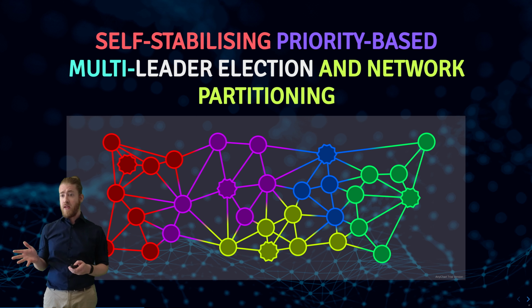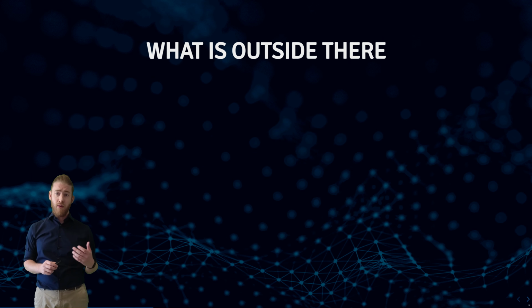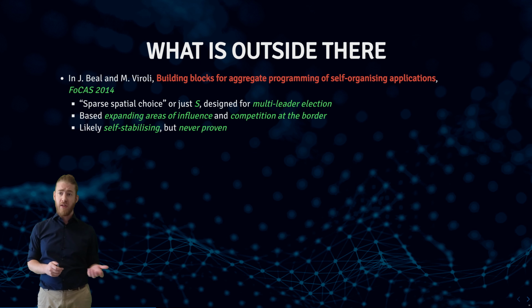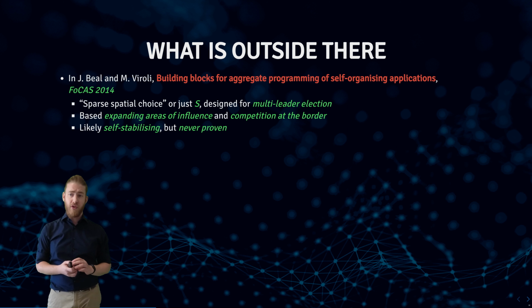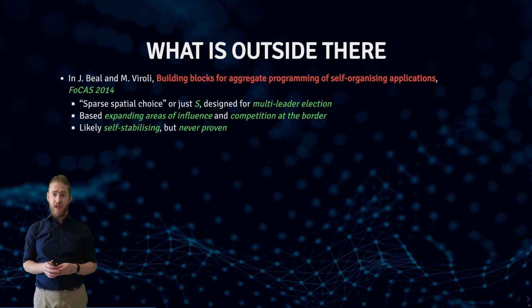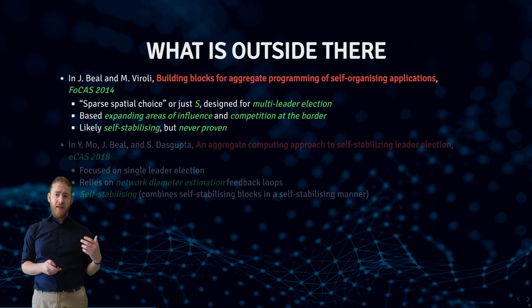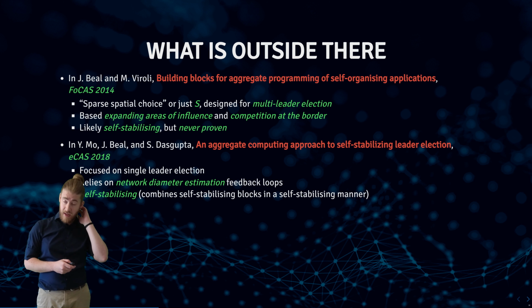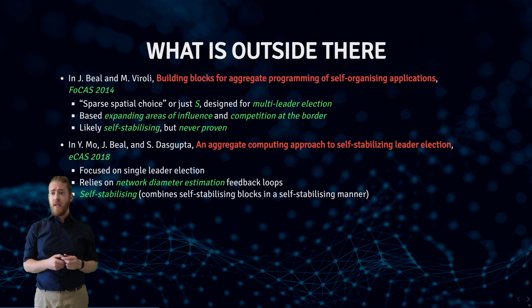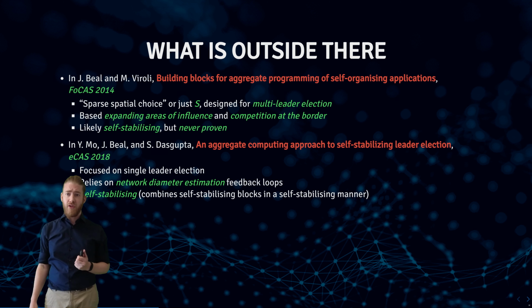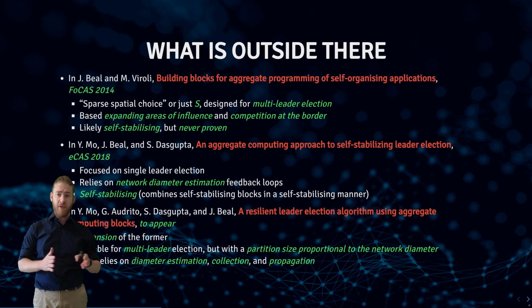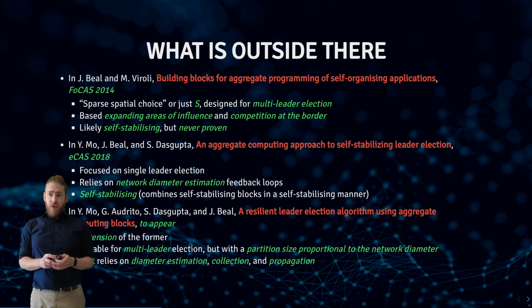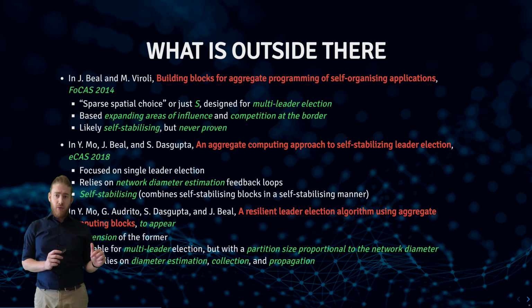Of course, there are other algorithms that do similar jobs. One is sparse spatial choice from 2014, designed for multi-leader election. It was a source of inspiration for our work, but as far as I know, it has never been formally demonstrated to be self-stabilizing. There are also two other works that are similar and more recent than sparse choice. One was first presented at ECAS and recently extended, and both are self-stabilizing. They use feedback loops and rely on diameter estimation. And they are conceived for single leader election, but they can be tuned to elect multiple leaders.